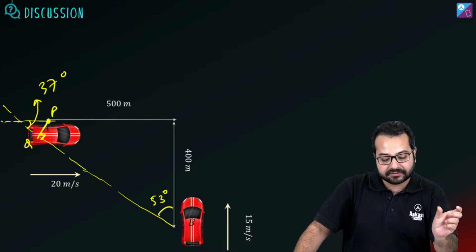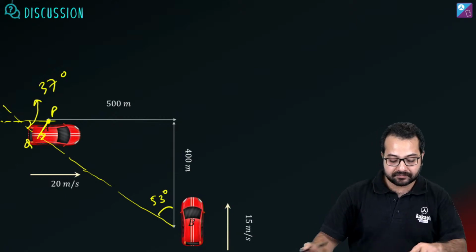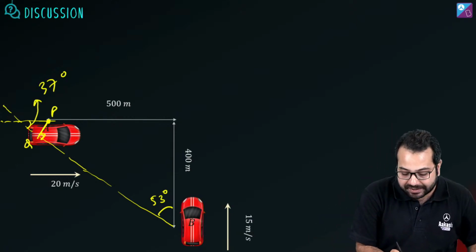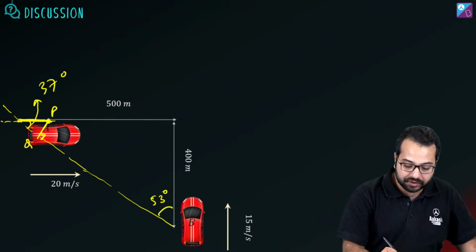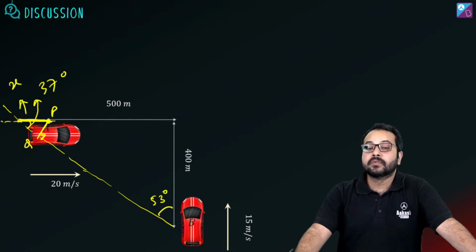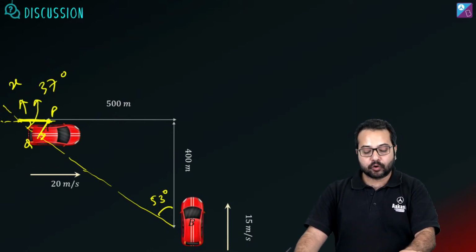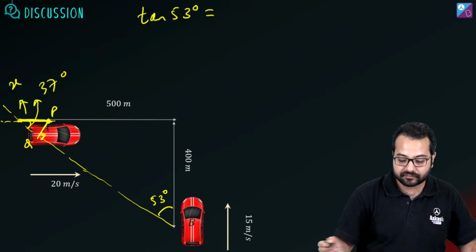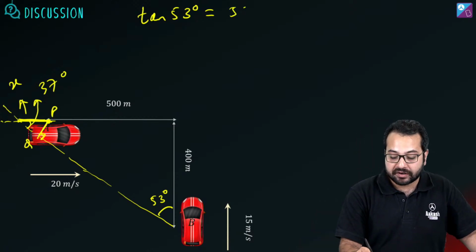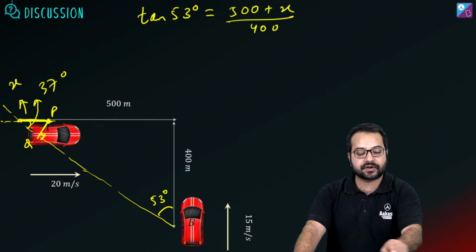If we calculate that, we will be able to get the distance PQ. What we are interested in is finding this distance. Do you agree? Let's call this distance X. Now I want you to concentrate on the larger triangle. So can I say tan 53 degree is going to be 500 plus X divided by 400.